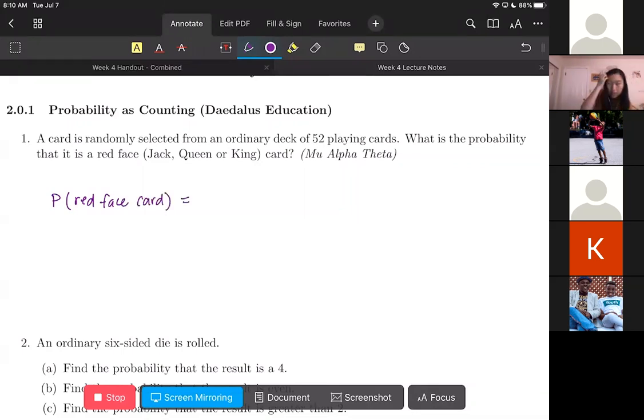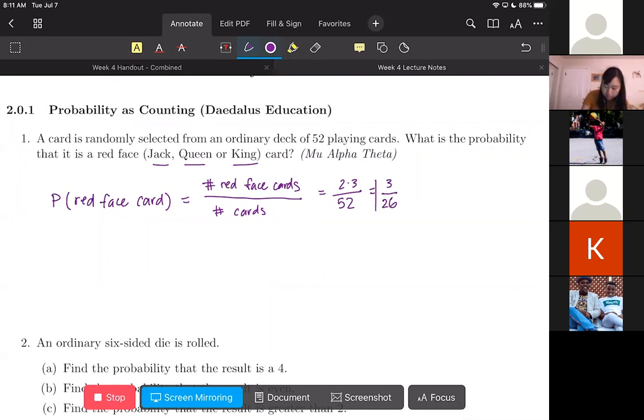Yeah, awesome. So let's remember the formula. The probability of a red face card: we can say how many red face cards there are over the total number of cards. So we know there's 6 red face cards because there's 2 red suits, and then for each suit there are 3 face cards. And then there's 52 cards total. So this gives us 3 over 26. Any questions?